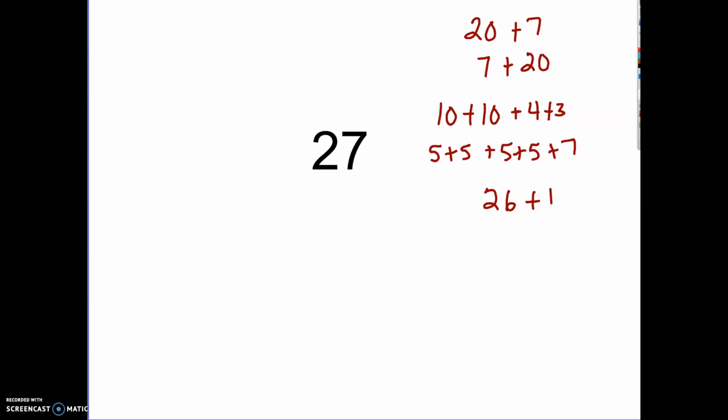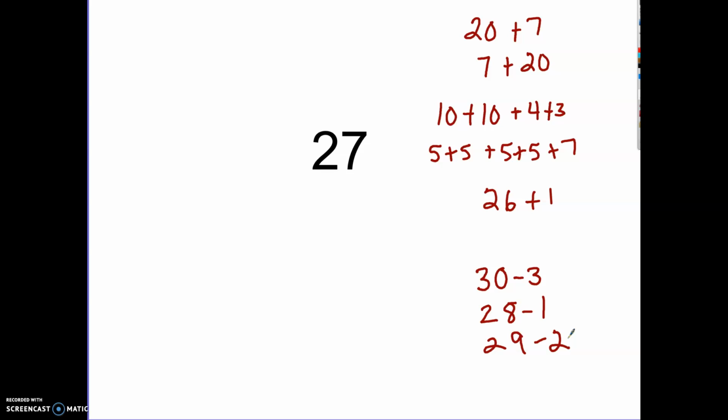But it doesn't always have to be addition. What subtraction problems could you come up with that would equal 27? Well, maybe you're thinking 30 minus 3, or 28 minus 1, or 29 minus 2. Those subtraction problems all equal 27.